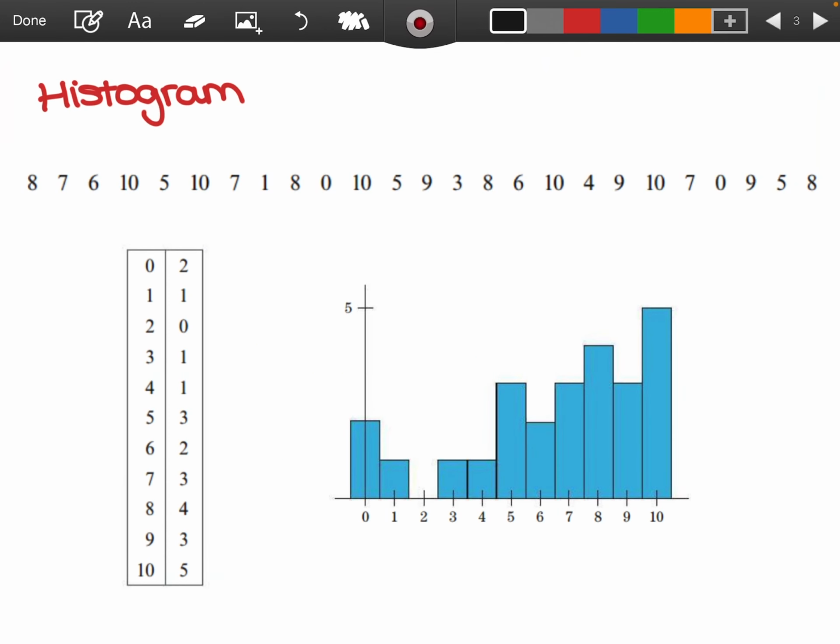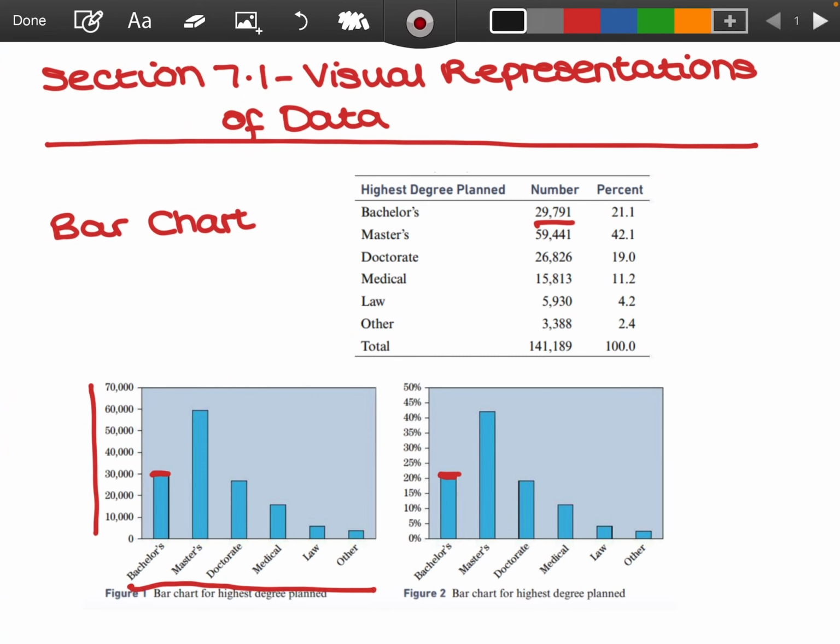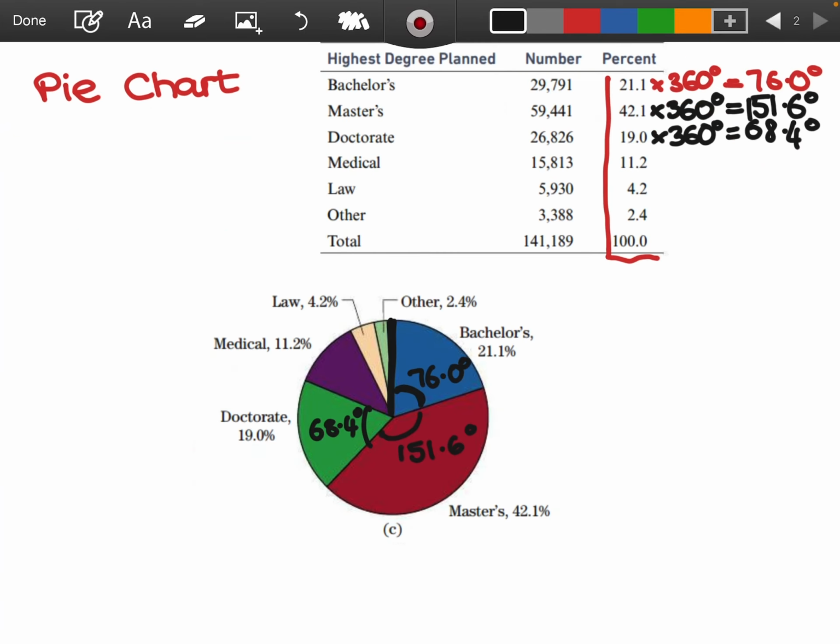Next we have histograms. Histograms are very much like a bar chart, but now we're trying to represent numerical data instead of qualitative data, anything with words in it. So you'll see here from our bar chart, each group was represented by a word. So you had the people that were taking a bachelor's as the highest degree, the people that were taking a master's as the highest degree.